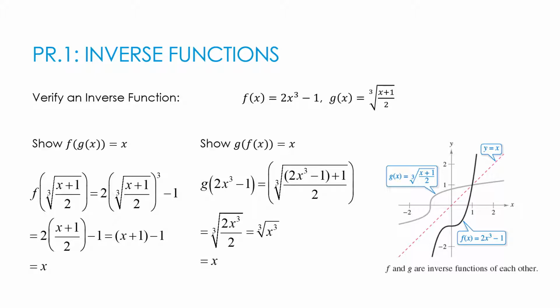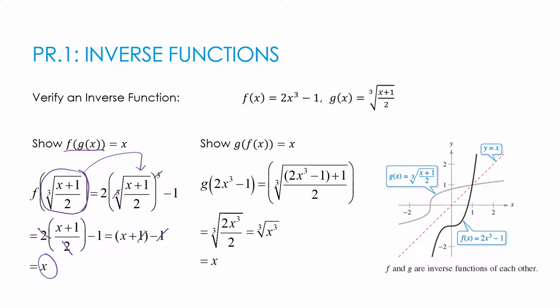Again, I'm going to go ahead and check f of g of x, so f of the function g. So I'm going to take f of x and replace x with the function g of x. Then I'm just working through the math. This is a cubed root and a cubed, and so they went away. And so I just ended up with the fraction x plus 1 over 2. The 2's canceled. Then I had x plus 1 and then minus 1. Those canceled. That gave me x.